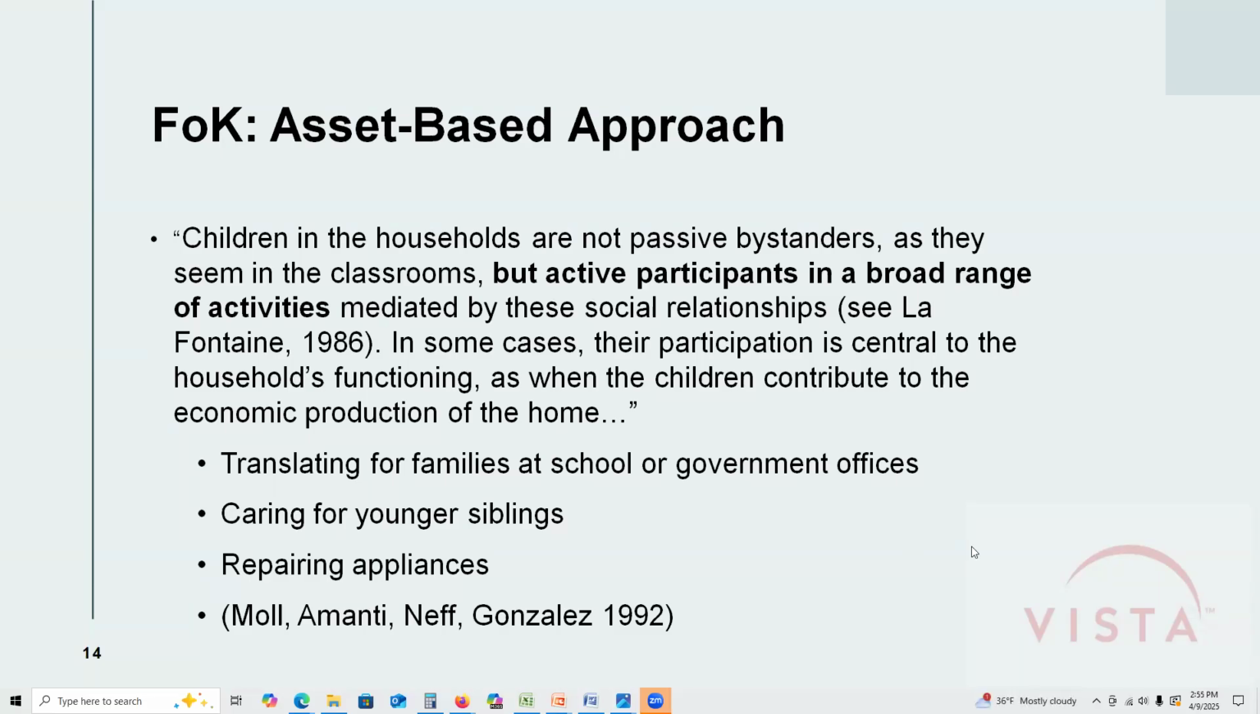Translating at doctor's appointments, school registration. My students constantly translate. Yes, absolutely. Here's one: my elementary students go to work for their parents in everything from cleaning to landscaping. I believe it. They tell me how to succeed. Yes, they are very smart.